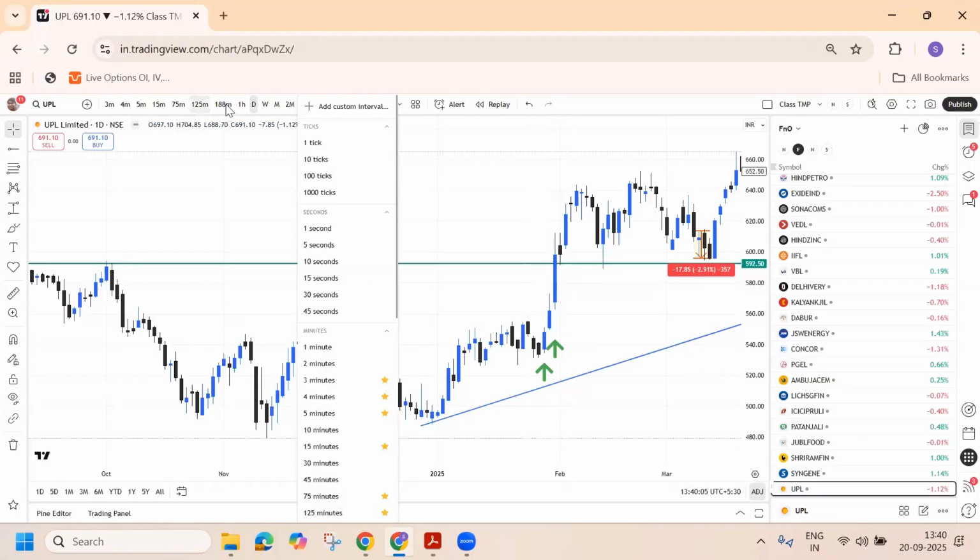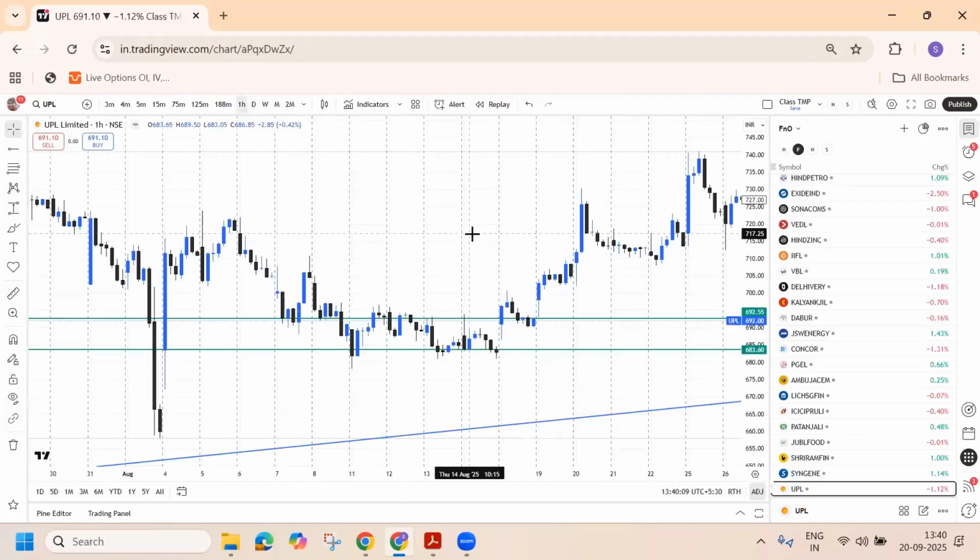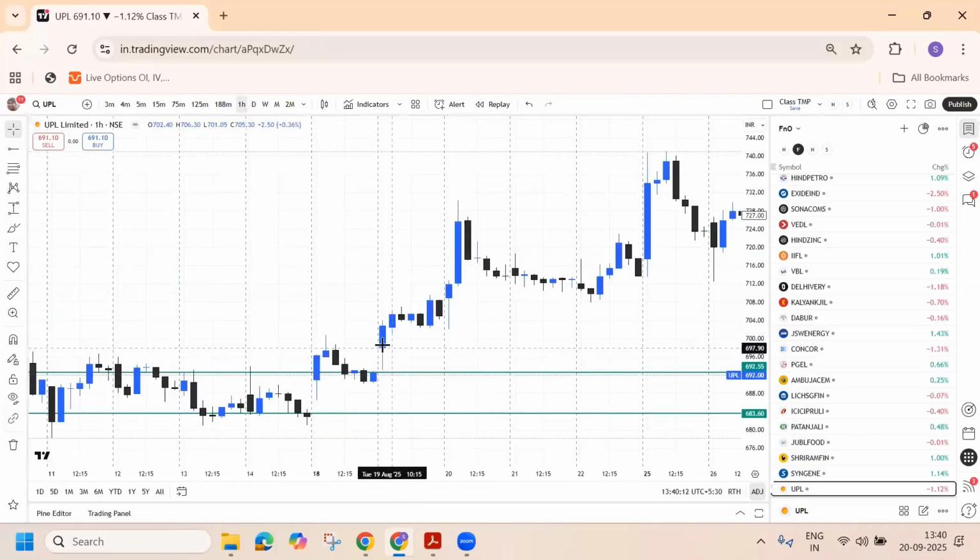Why 75 minutes? Because if we go to the hourly time frame, every day you will have 7 candles in hourly. The last candle is a 15-minute candle because price trades for 375 minutes.